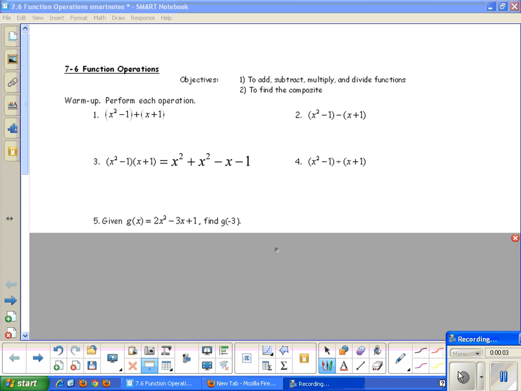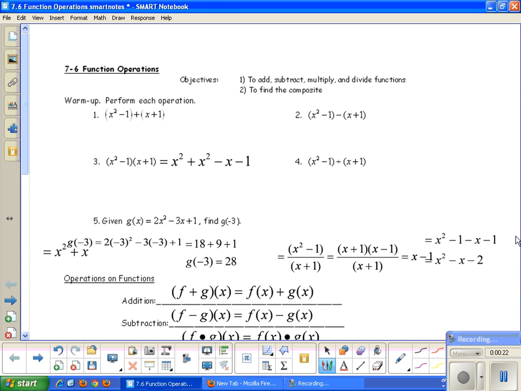Section 7.6, function operations. Our objectives are to add, subtract, multiply, and divide functions, and define the composite of functions. Now, these first 5 are just problems we've done before, so you should pause the video and then unpause it and we'll talk about the answers.